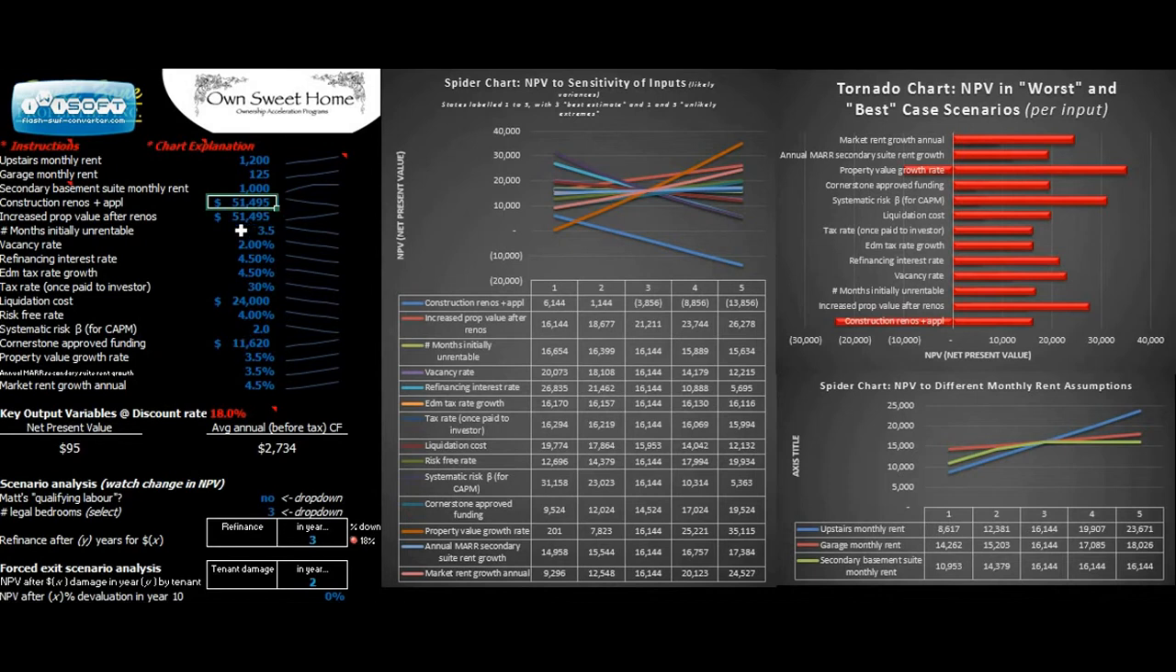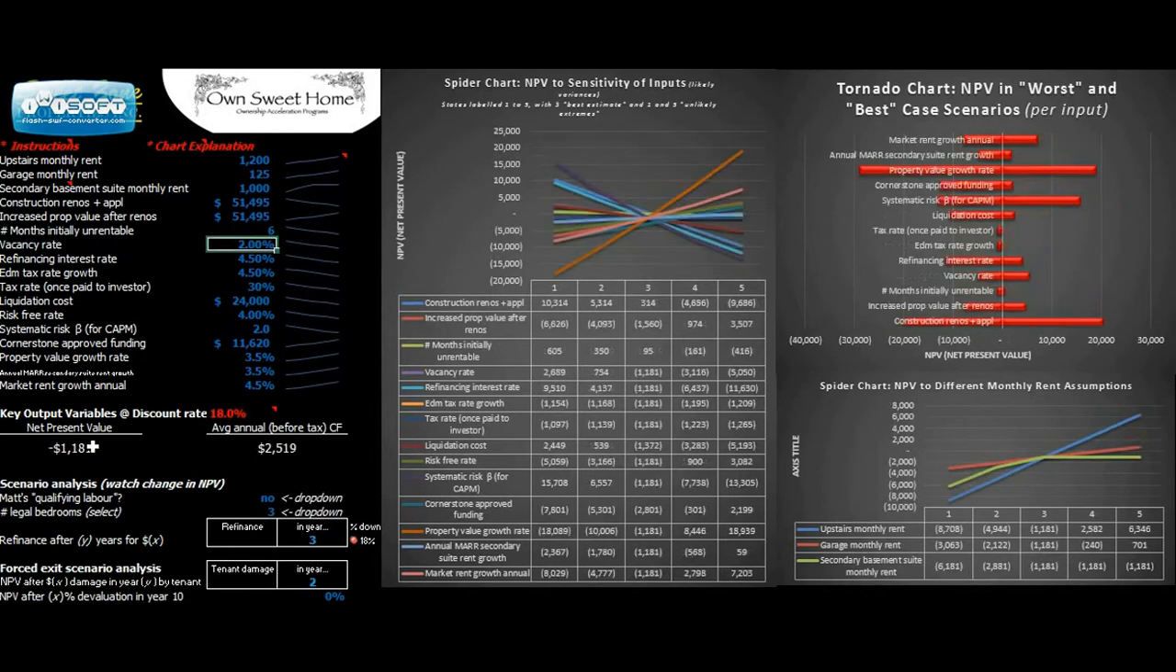Number of months initially unrentable. This is a bit of a hiccup with the Cornerstone and even making any suites legal. There's almost no difference between Cornerstone and creating a legal suite. You're pretty much going to end up suffering in any way. Construction renos, okay, that just probably hasn't updated yet. Let's try to get it to update. That's okay. All right, so number of months initially unrentable. Let's say it takes 6 months to rent this place. Okay, so NPV goes slightly negative. All right, let's go back to 3.5. I think that's probably more likely.